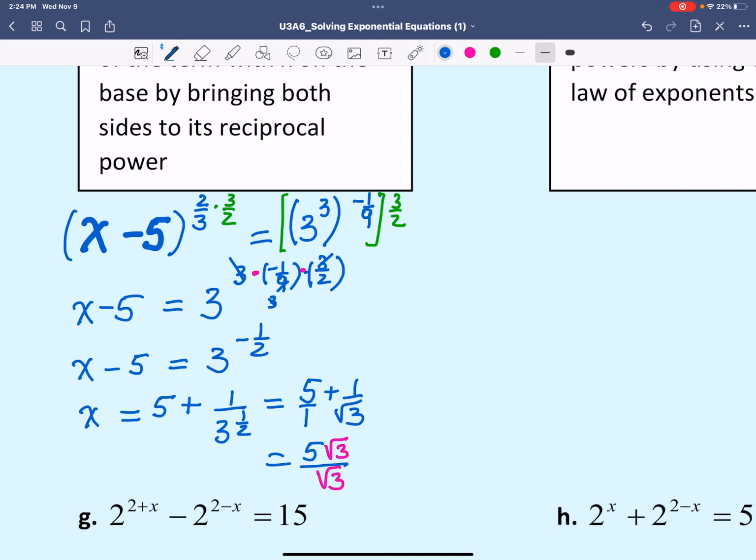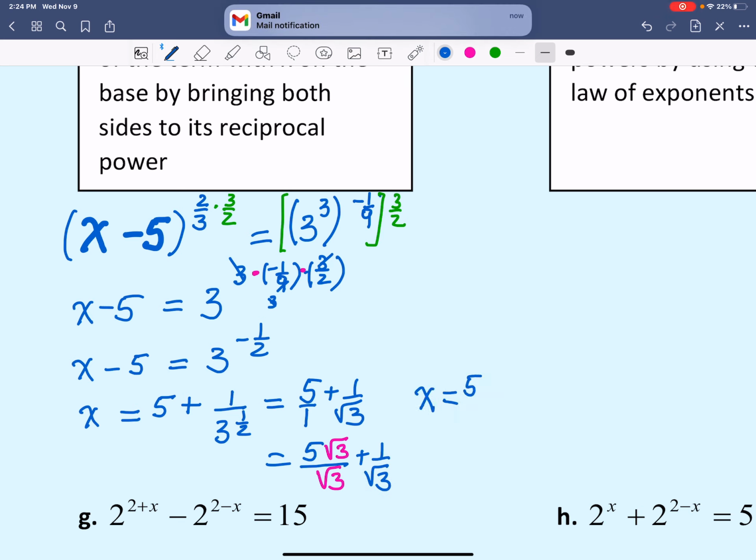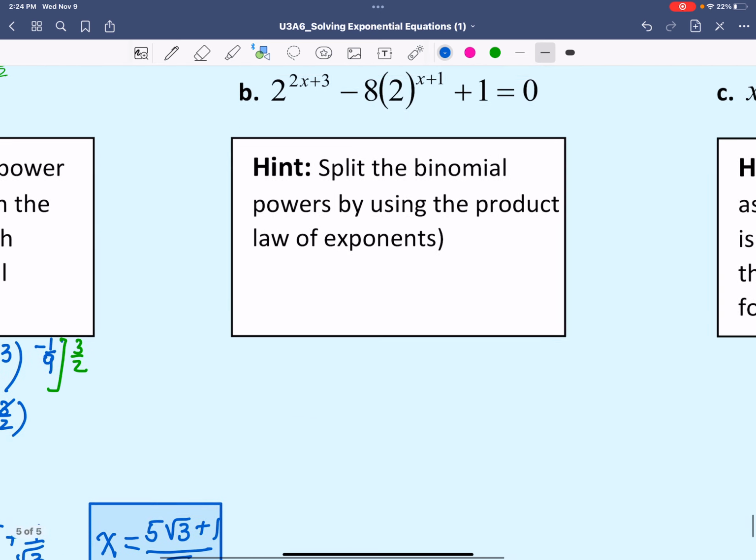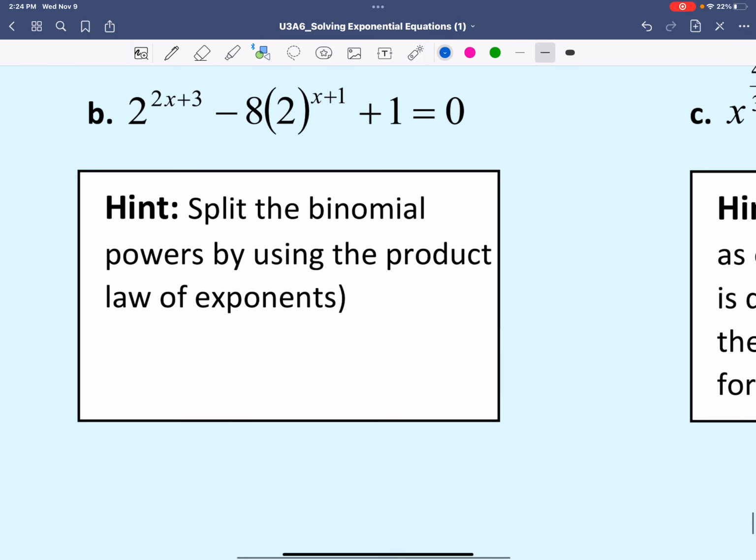and the other term would be 1 over root 3. So the answer would be x equals 5 root 3 plus 1 divided by root 3, and this would be the exact answer in this case. So in the next example, we have a different situation.